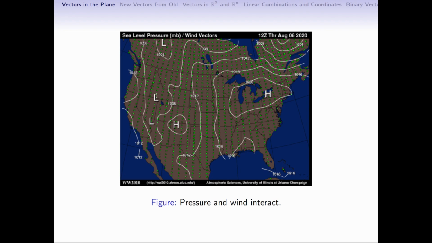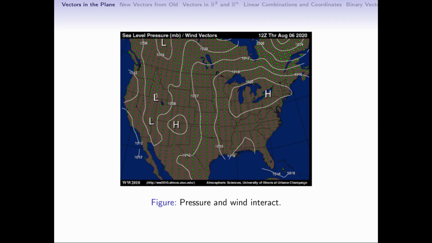So the green arrows are trying to tell us both the speed of the wind and the direction of the wind. And it's interesting just to look at this very casually and notice that in these regions of high pressure, what we typically see is the wind is trying to exit these regions of high pressure and move to regions of lower pressure. An attempt to equalize the pressure is in some sense creating the wind. So we can see beautiful interactions here between a scalar quantity, in this case the pressure, and a vector quantity, in this case the wind.